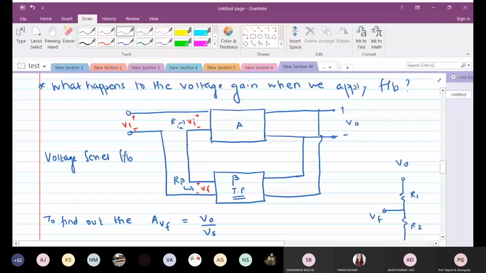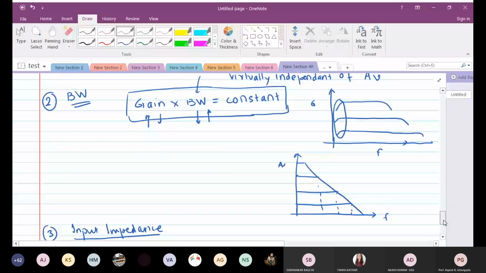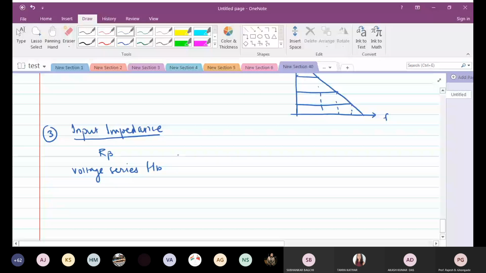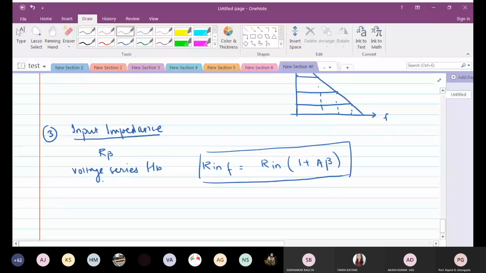Understood? So R in with feedback happens to be your R in without feedback into 1 plus A beta. This is what happens. What can we say? That voltage series feedback increases the input impedance. This is for voltage series feedback.